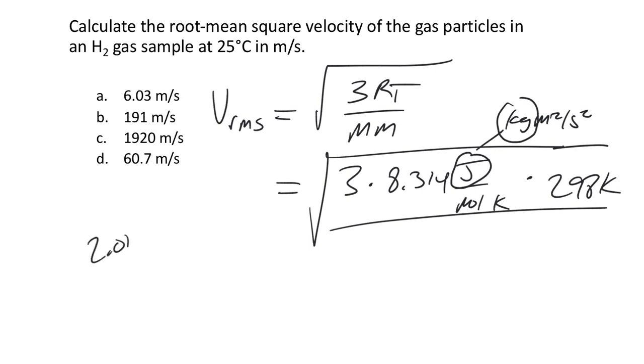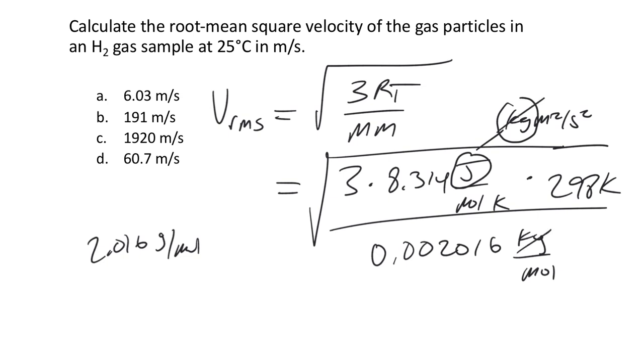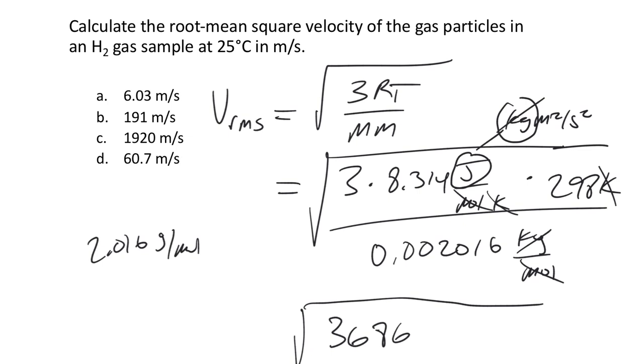And so for H2, it's 2.016 grams per mole. So I'm going to go 0.002016 kilograms per mole. So the kilogram cancels here, Kelvin cancels, and the per mole cancels. And then I'm left with the square root of meter squared per second squared as the units that are left. So if I do 3 times 8.314 times 298, divided by 0.002016, before I take the square root, I would have this value as 3686863.